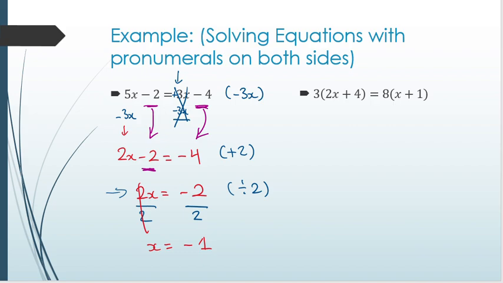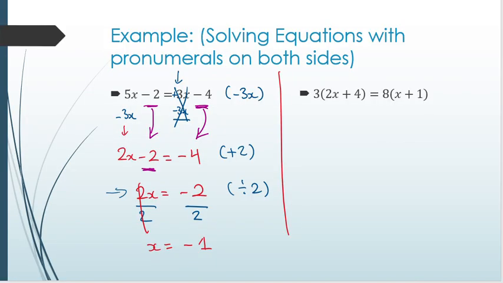Now, if you wanted to check if x equals -1 is correct, you can do what I taught you previously by substituting this into the original equation. So substitute the -1 into where you see the letter x, figure it out, and both sides of the equation should equal the same number.